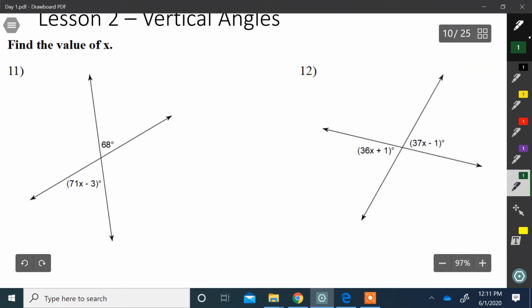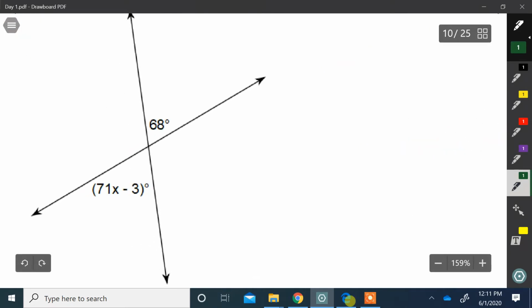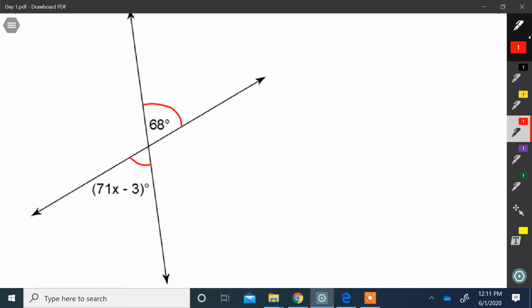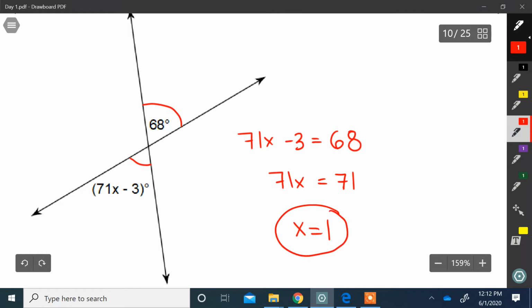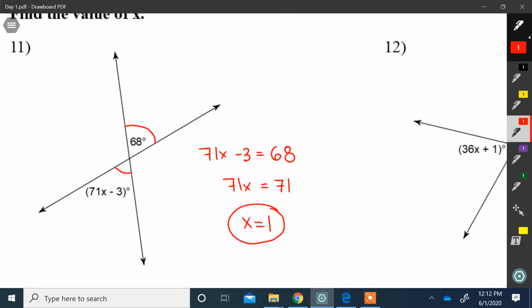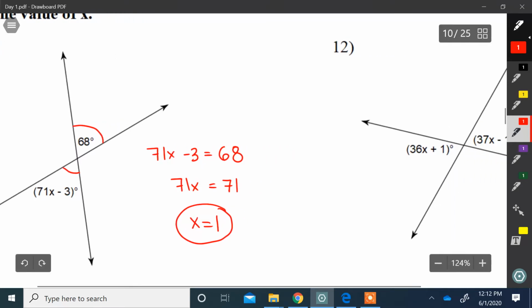Now let's go ahead and do some problems that relate to vertical angles. We learned in that previous section that this angle is congruent to that angle. Why? Because they're vertical angles, and vertical angles are congruent. So that means that 71x minus 3 must also equal 60. Bring that negative 3 over, you're going to see that you get 71 there. That means that x is equal to 1 right there.